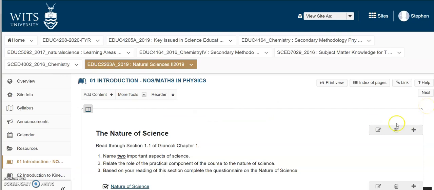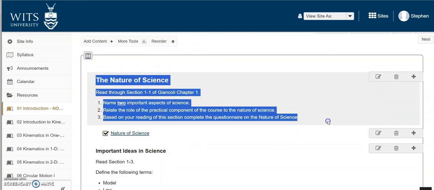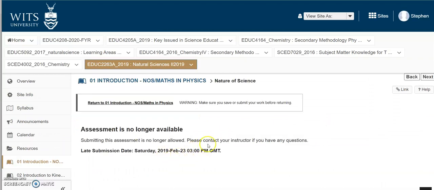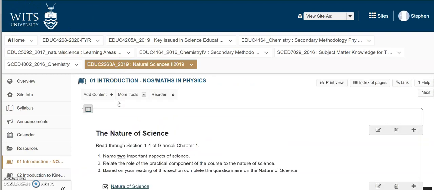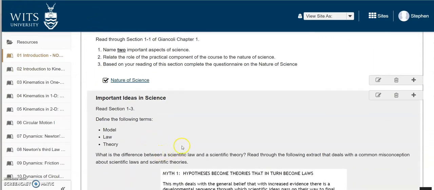Now, the first lecture focused on the nature of science and the mathematics in science. So I included here, started off nature of science, told them where they would find the information in the textbook, and I gave them questions to guide their reading. Then there was an assessment there to ensure that they'd done it. So I listed there the things that they needed to be able to do.